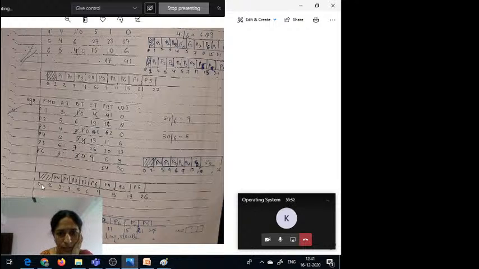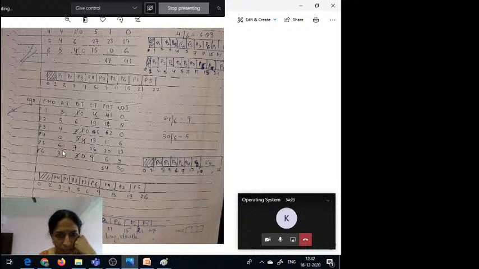That means at 0 milliseconds no process enters, and at 1 millisecond also no process enters the CPU. At the second millisecond the process enters the CPU. That means P3 enters in the second millisecond. Observe here, at the second millisecond P4 process enters the CPU.